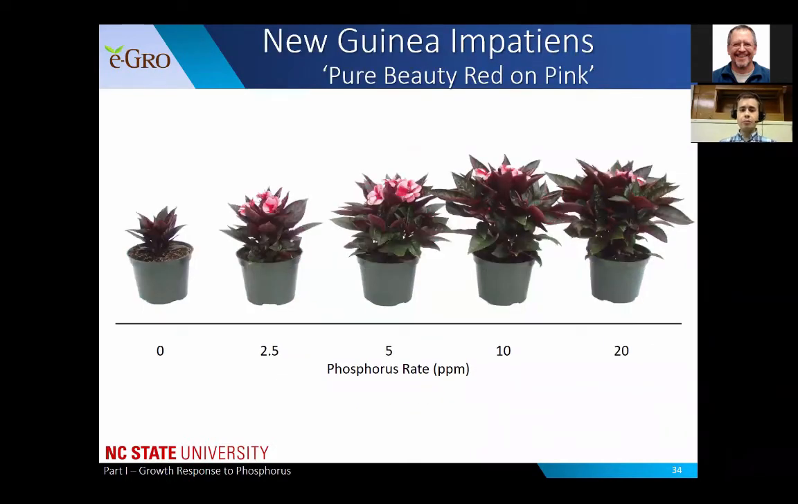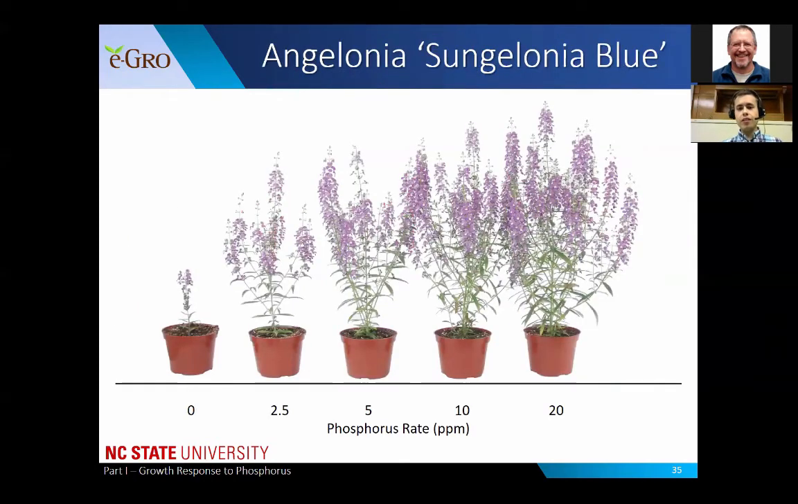Here we have Pure Beauty Red on Pink New Guinea Impatiens. And again, very similar trend. But here you can see that the model indicated that maximum growth was achieved with 12 parts per million phosphorus. So slightly different on this crop, still in that very low, around 5 to 10 parts per million range, but a little on the higher end compared to what we've seen previously. Here's Angelonia, Sungelonia Blue. And this one, again like Petunias, plateaued at about 9 parts per million phosphorus.